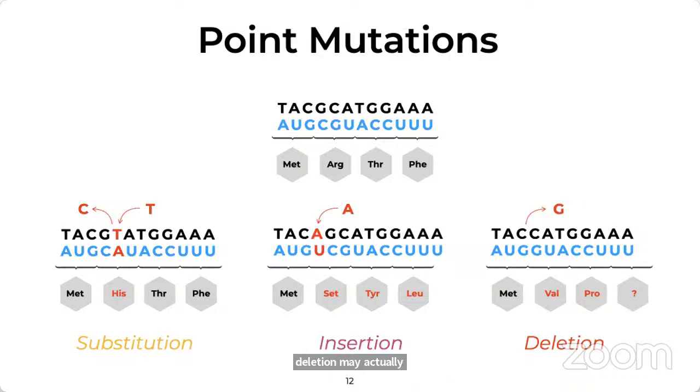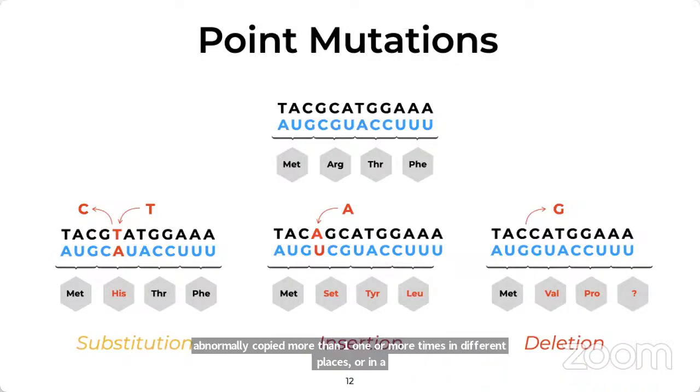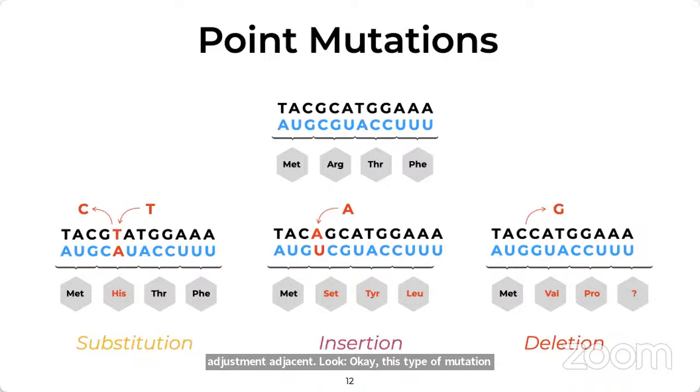So unlike substitution mutation, insertion or deletion may contain more than one nucleotide, and again in those instances the resulting protein may completely differ. And there is another form of variation or mutation, that is duplication, which consists of a piece of DNA that is abnormally copied one or more times in different places or in an adjacent location. This type of mutation again may alter the functionality of the resulting protein, and some examples of these mutations we will discuss in detail later.